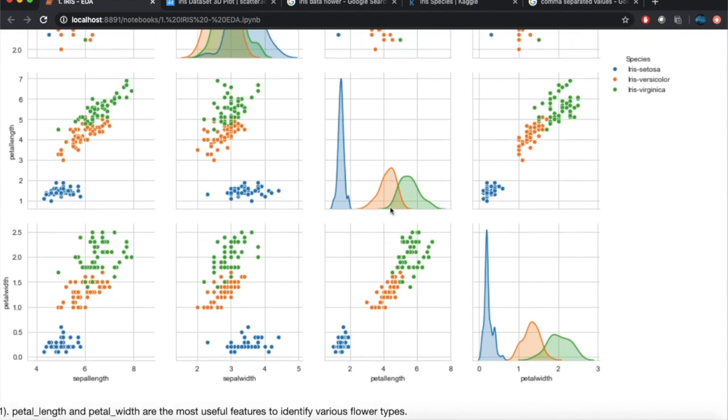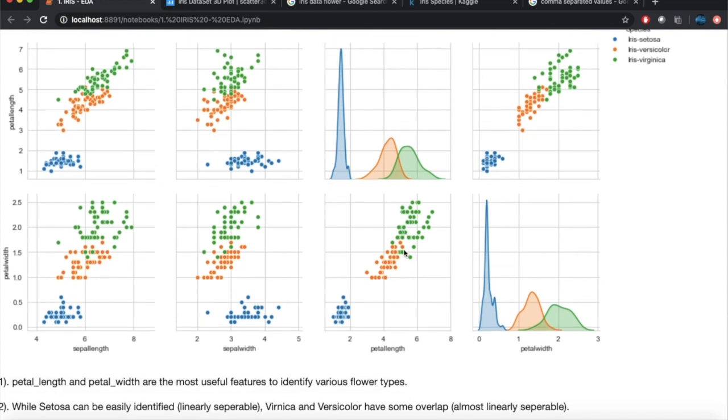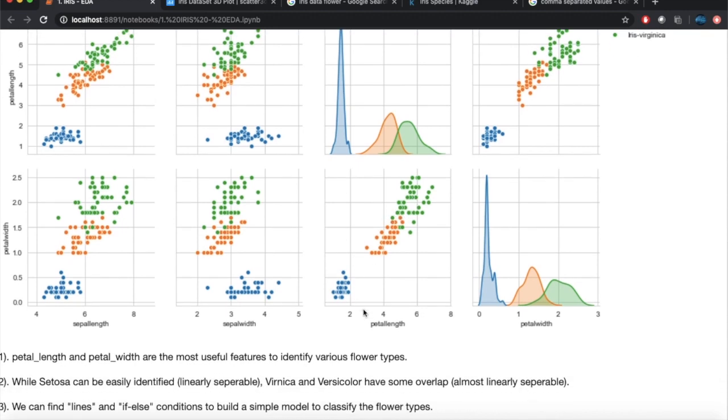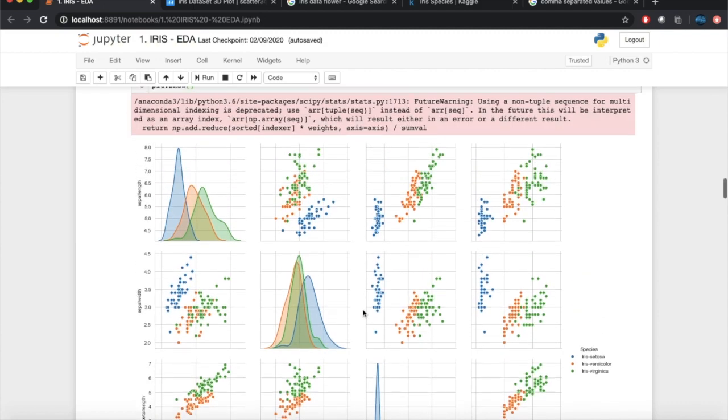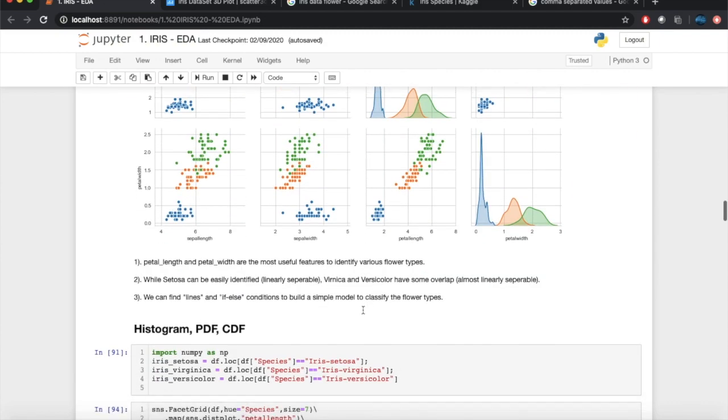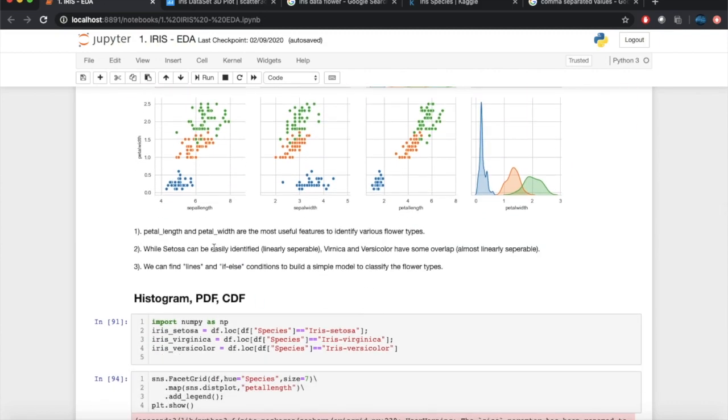You can see here that this is overlapping here, this is overlapping here, but still we can divide it using a simple if else condition. So visualizing it, we can come up to three conclusions, which I have written below.